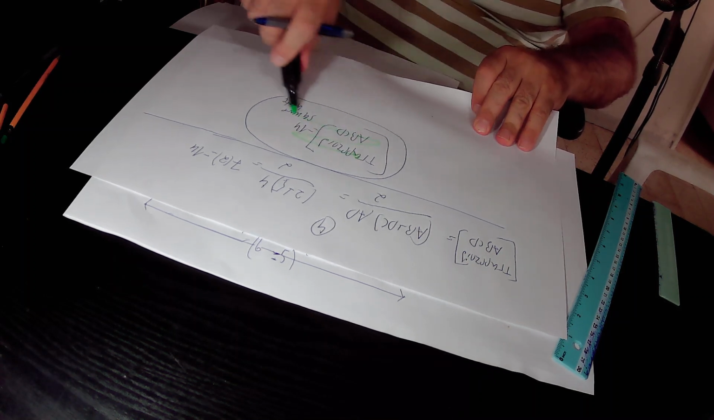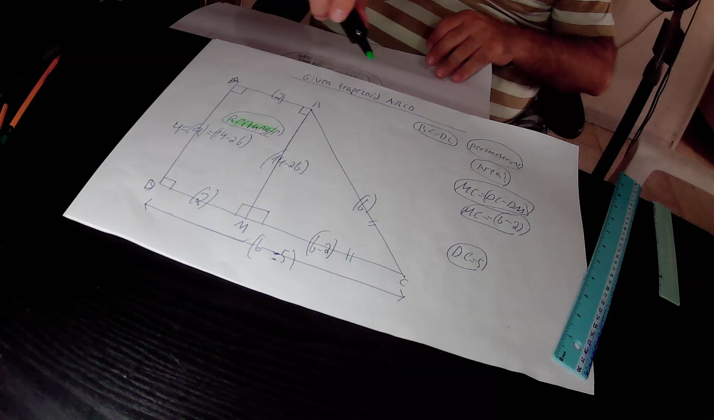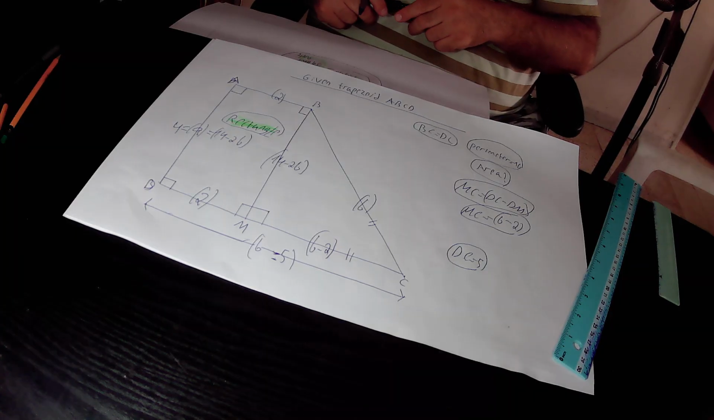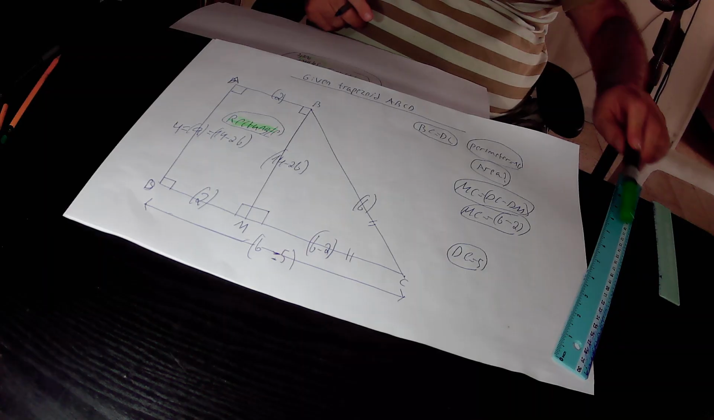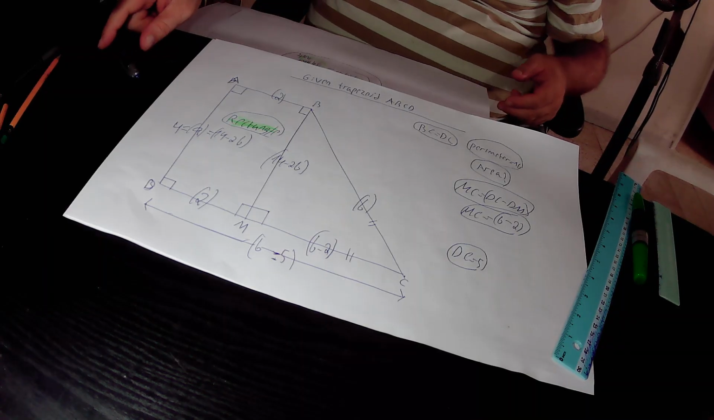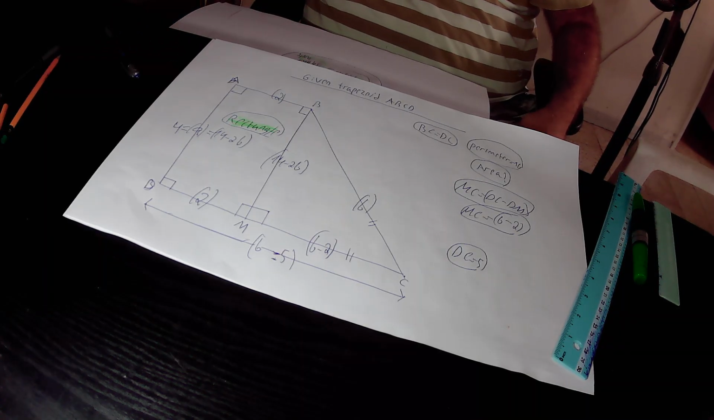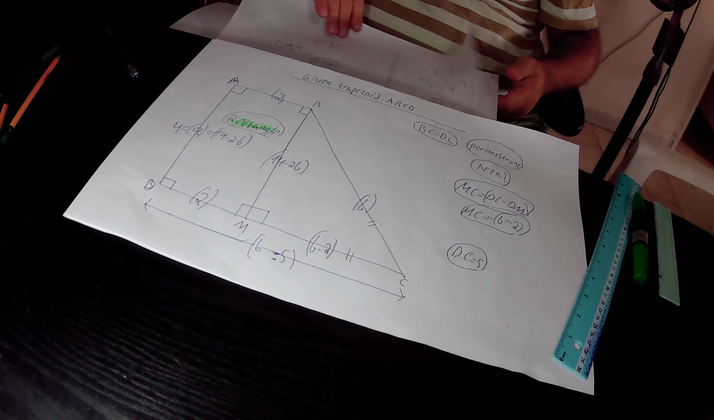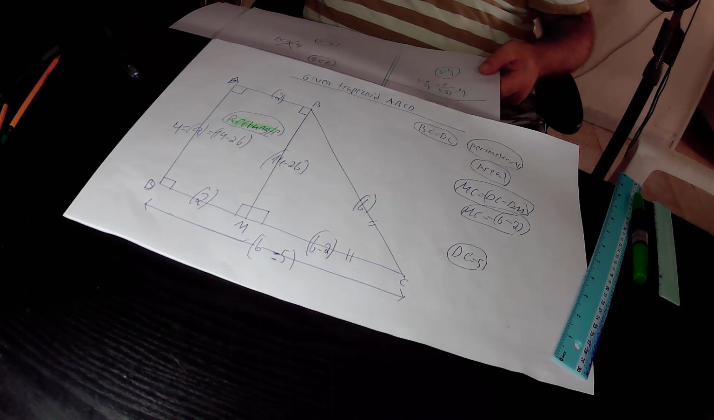Again, I found out that the area of this trapezoid ABCD is equal to 14 square units. So I finish with the first question. In the next step, I present to you the second question, and we will solve the second question of this lecture.